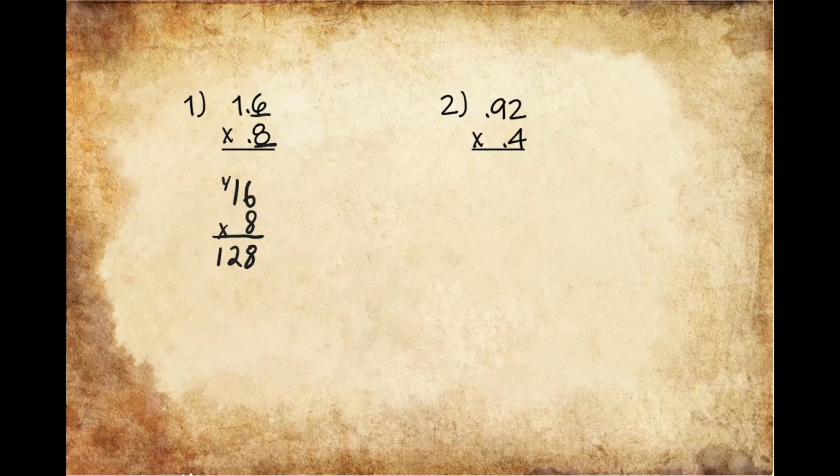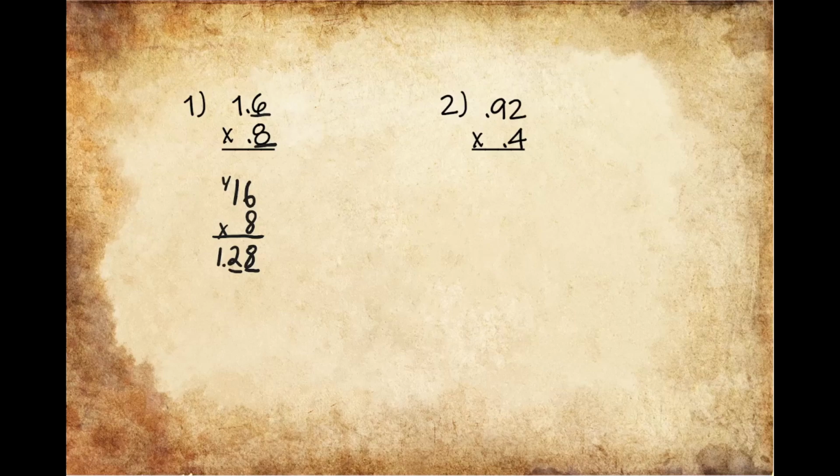So we'll just go ahead and put a decimal place between the 1 and the 2, because now I have two numbers to the right of the decimal place, just like I do in the equation above. So 1.6 multiplied by 0.8 gives us 1.28. So now let's go ahead and give number 2 a try here. So you remember that our first step is to go ahead and rewrite this equation without any decimals in it.